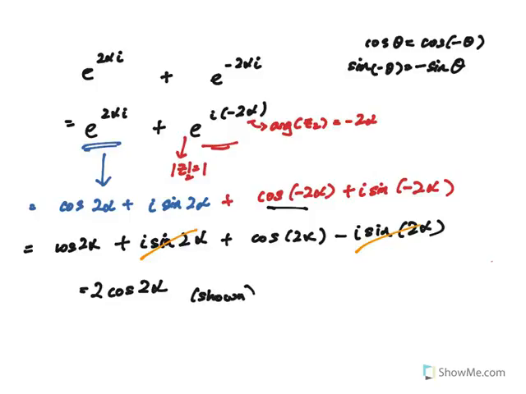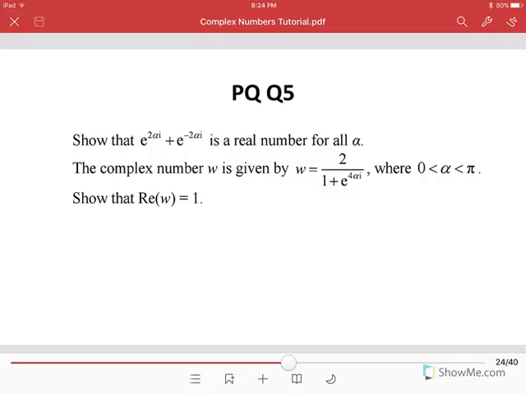Okay, and next, the complex number w is given by 2 over 1 plus e to the power of 4 alpha i, where alpha is between 0 and pi. We want to show that the real part of w is 1. Okay, so it's really not easy. Again we are going to think about whether I can change this to rectangular coordinates. What can I do? Or how does the first part link to this?